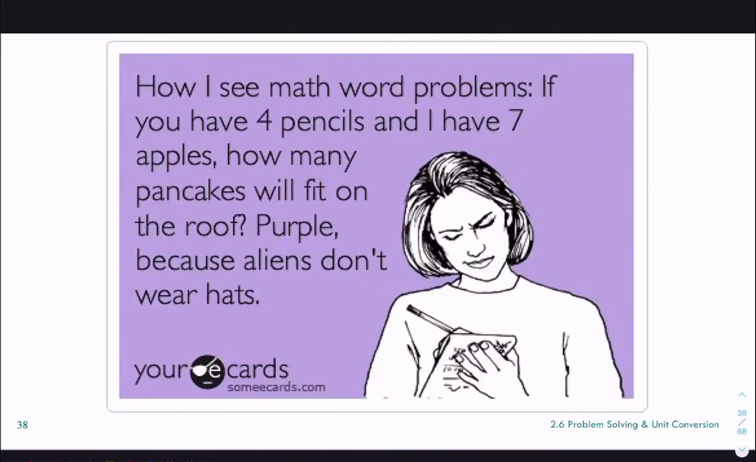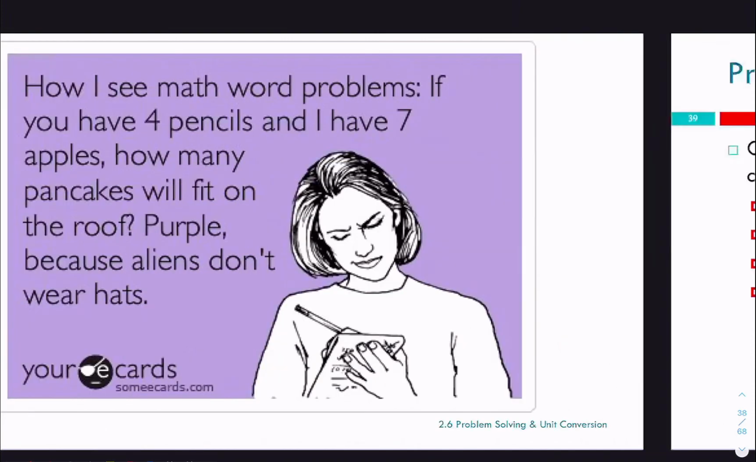So we're talking about some problem solving for math problems now. This is how I see math word problems. If you have 4 pencils and I have 7 apples, how many pancakes will fit on the roof? Purple, because aliens don't wear hats. They can very often seem like that, and I try to write them as best as possible to leave out any extra words.